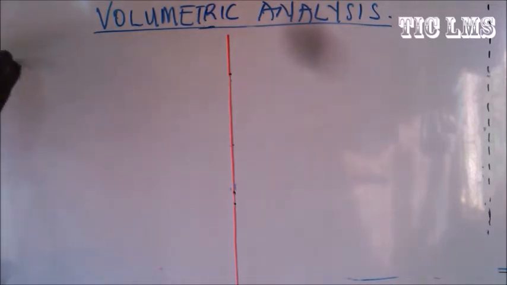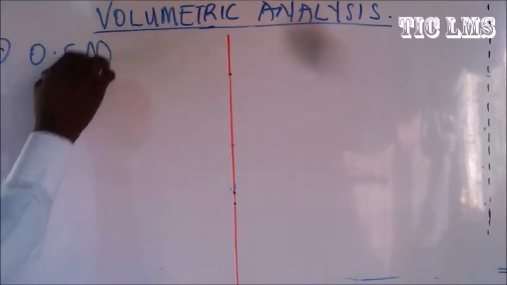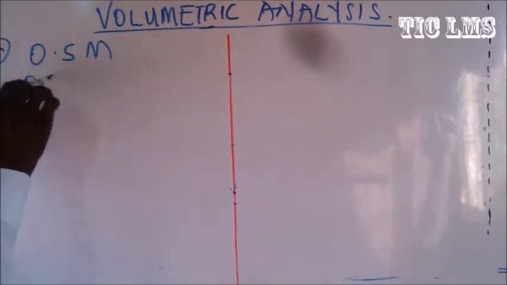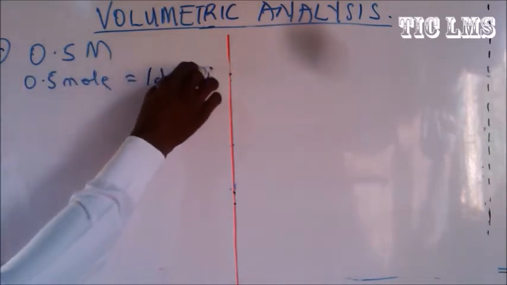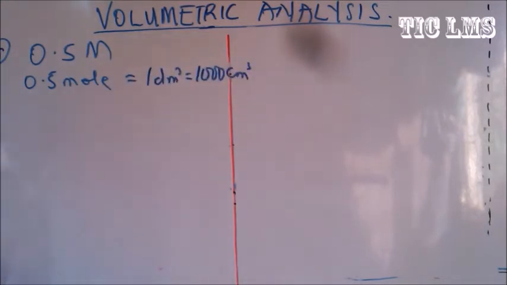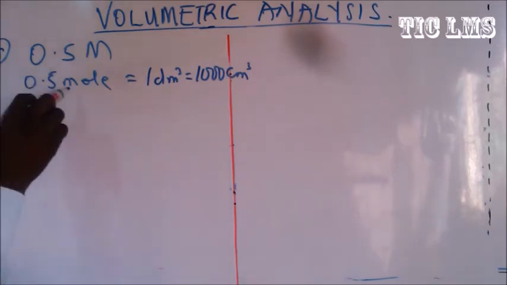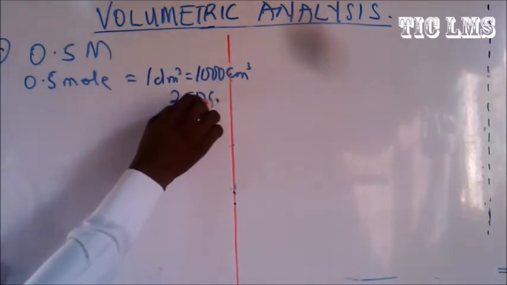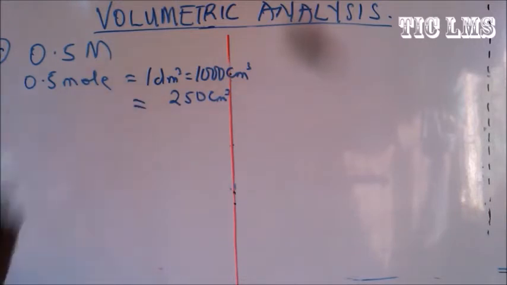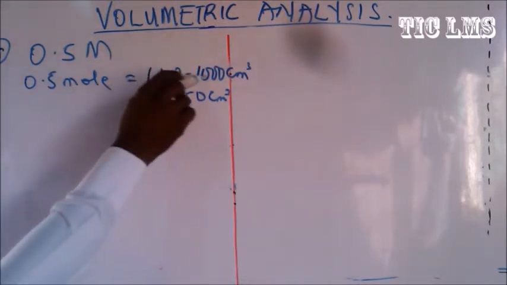Now the first one says we have sodium hydroxide in 250 cm cubed of 0.5 molar. Now in this question, we're given 0.5 molar. And what does 0.5 molar mean? It means 0.5 mole in 1 dm cubed, and 1 dm cubed is the same thing as 1000 cm cubed, right? But we're told that we have the sodium hydroxide in 250 cm cubed of this, so not this entire 1000 cm cubed. So we have to find how many moles we have in 250 cm cubed. And that is more like dividing 1000 by 4.